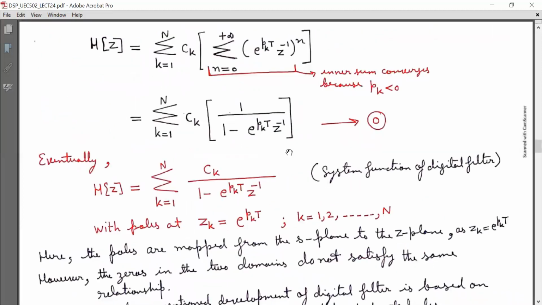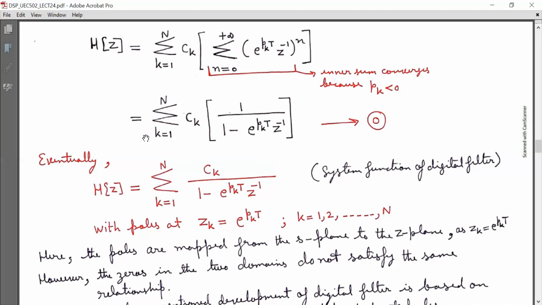Now, on the next step, H(z) is equal to summation k running from 1 to N, ck bracket summation n running from 0 to infinity, e raised to power pk capital T z inverse raised to power n. The inner sum, look at this inner sum. This inner sum converges because pk is less than 0. So H(z) converges and is found to be stable.